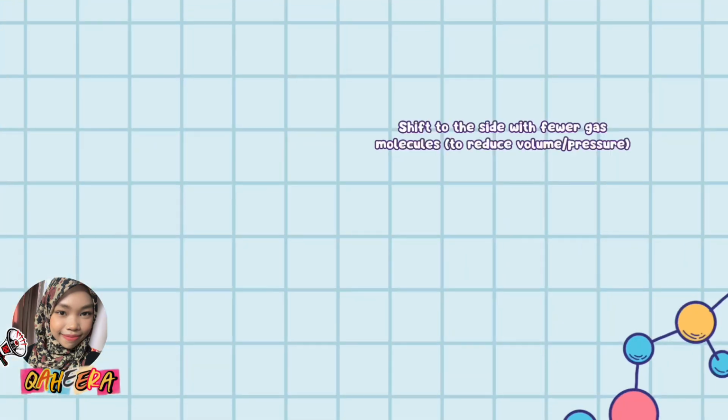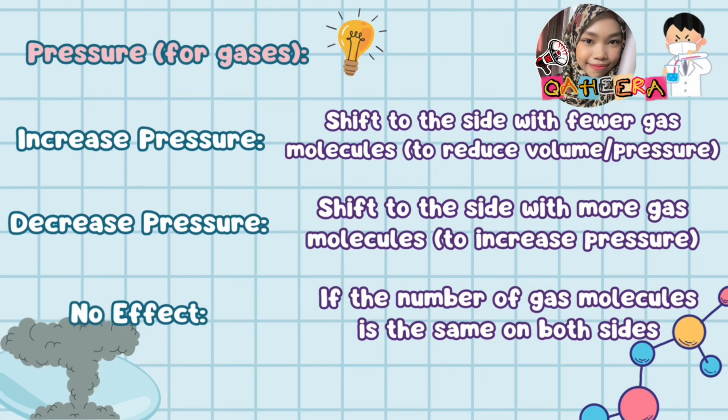Effect of pressure. This only applies to reactions involving gases. Increasing pressure or decreasing volume, equilibrium shifts to the side with fewer moles of gas. Decreasing pressure or increasing volume shifts to the side with more moles of gas. If pressure is increased, equilibrium shifts to the right.